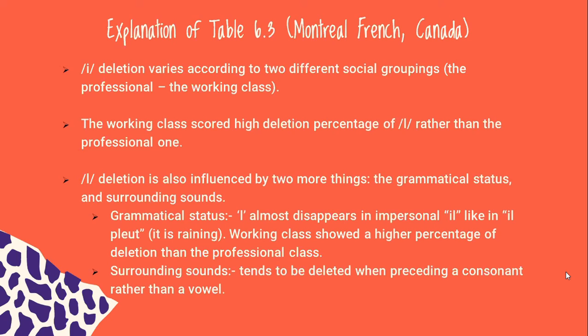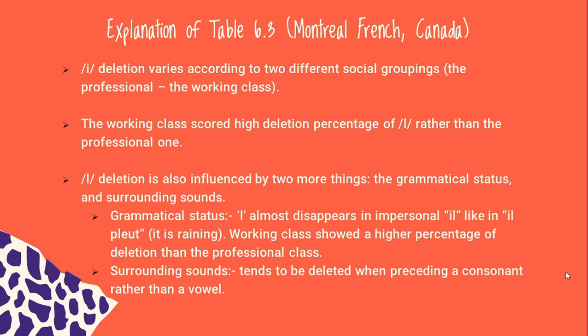I deletion varies according to two different social groupings, the professional and also the working class. So the working class got a higher deletion percentage of I than the professional one. I deletion is also influenced by two more things, the grammatical status and also surrounding sounds. Grammatical status: I almost disappears in impersonal, like in it is raining. The working class showed a higher percentage of deletion than the professional class.